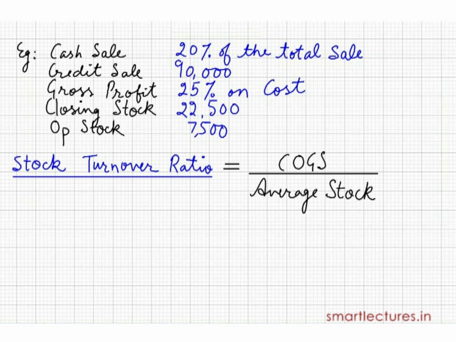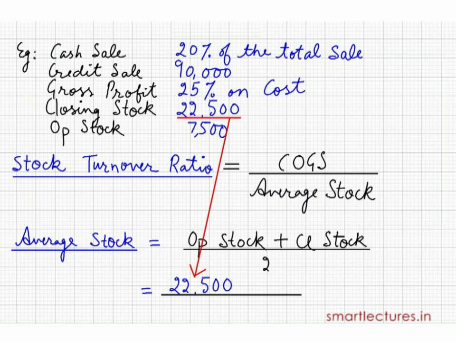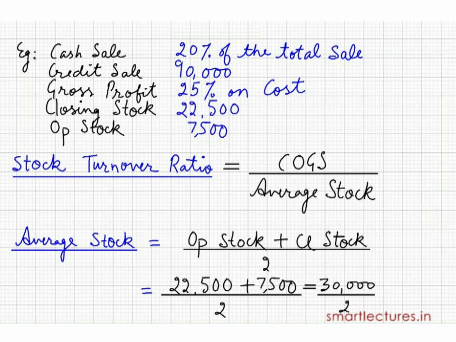Opening stock and closing stock both are given, so it's very simple to calculate average stock. Average stock is equal to opening stock plus closing stock upon 2, means 22,500 plus 7,500 upon 2. It means 30,000 upon 2 is equal to 15,000 rupees. Means average stock in this company is 15,000 rupees.